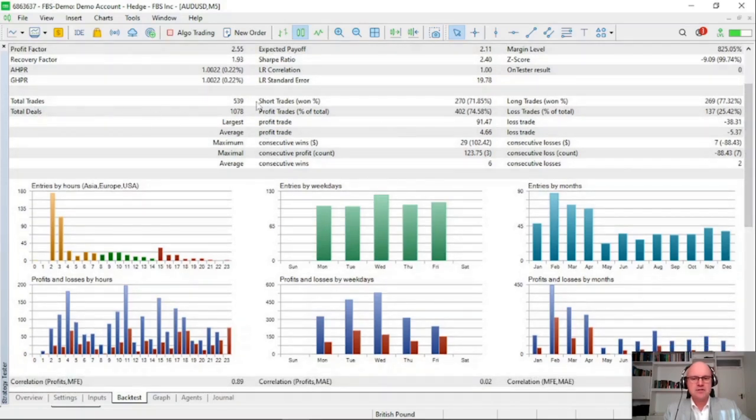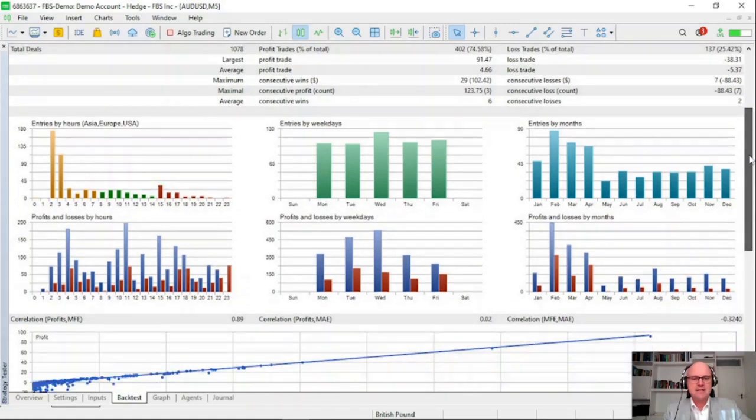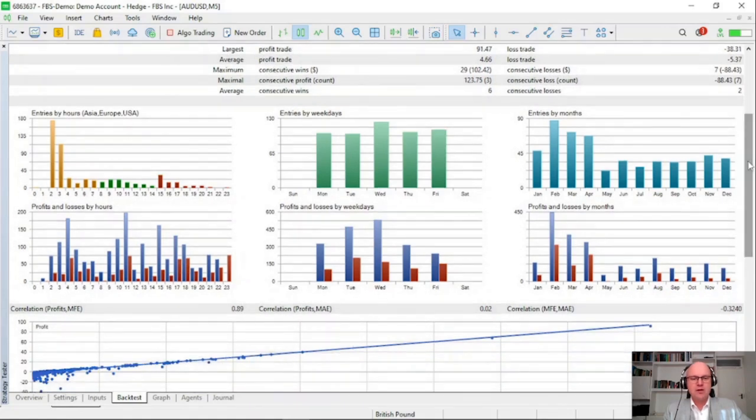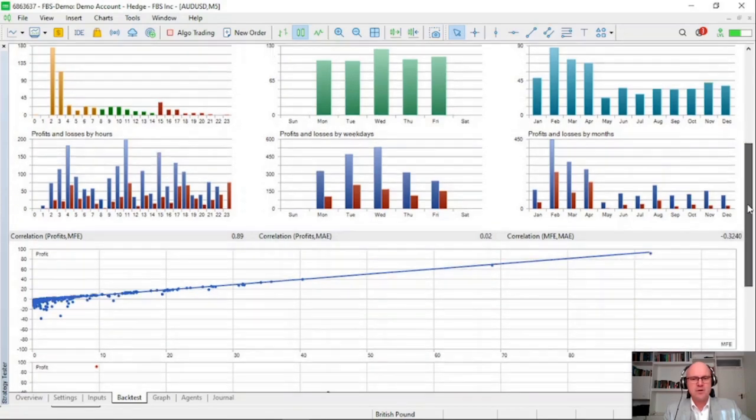You'll see that because of the time filter, predominantly most of the trades were entered between 2 and 3 in the Asia session. Out of the total 539 trades placed, it was able to win 74.58% of these trades, with a large quantity of trades being placed in February. I think it could be possible, by making a few more adjustments, to further improve the bot. However, you will need to do this for your specific broker.